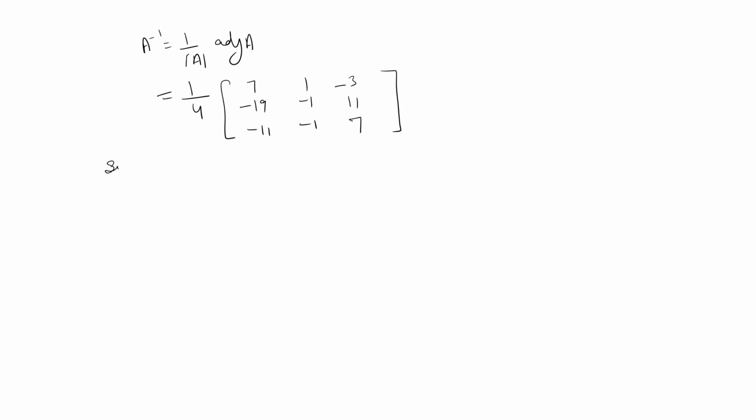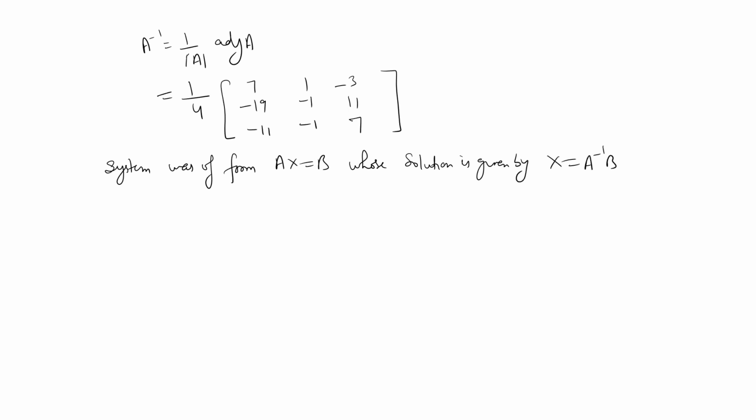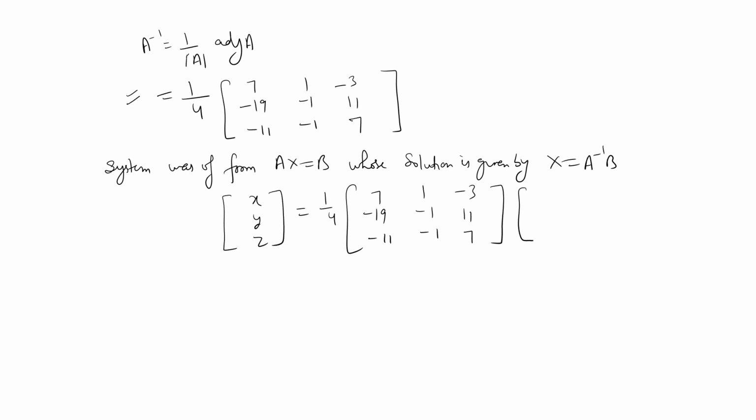So the system was of the form Ax is equal to B, whose solution is given by x is equal to A inverse B. So A inverse we will get from here. x is my variable matrix, and A inverse is 1 by 4 times the matrix 7, minus 19, minus 11, 1, minus 1, minus 1, minus 3, 11 and 7, and B is my constant matrix. So B is 7, minus 5 and 12, right?